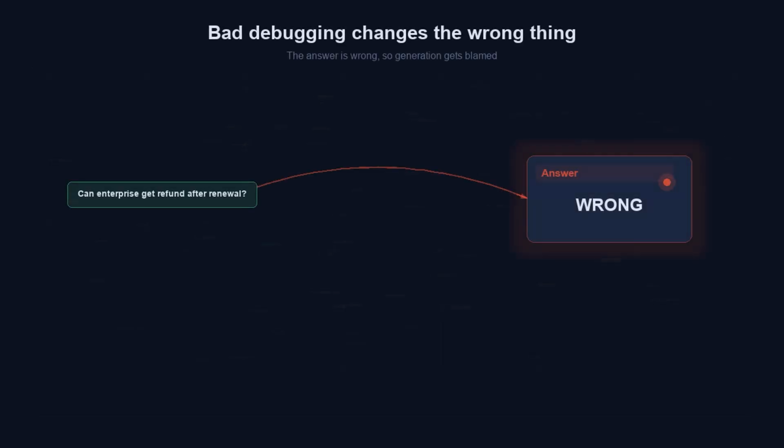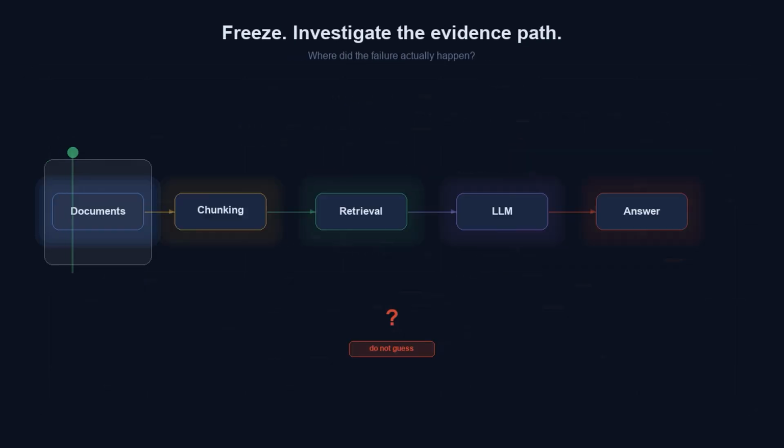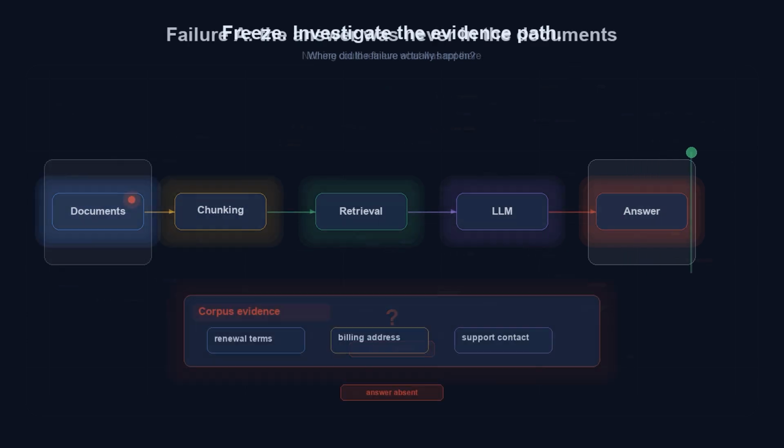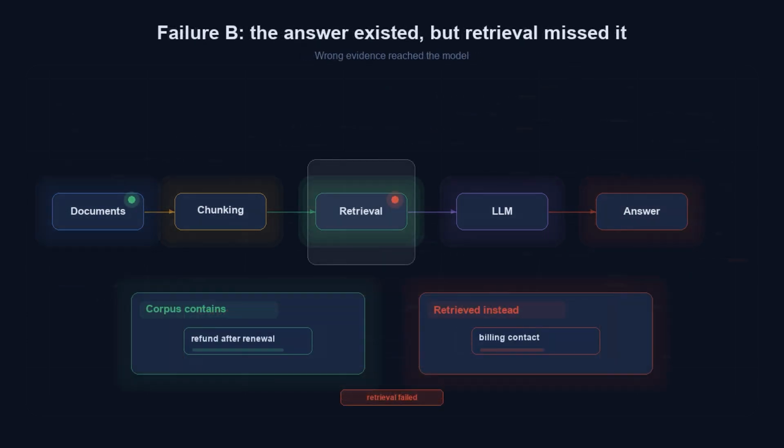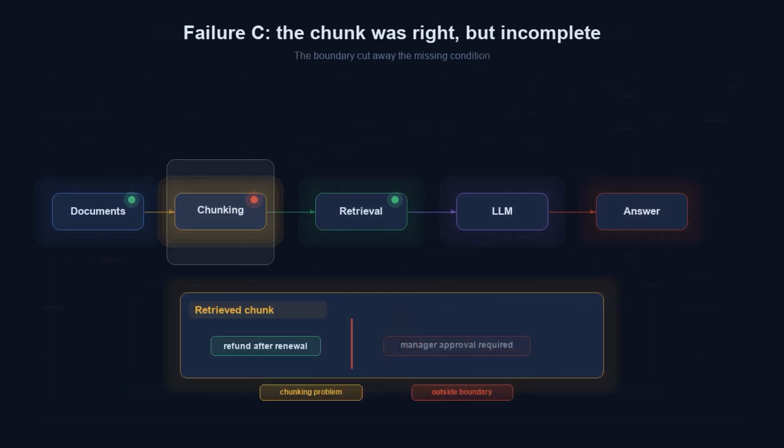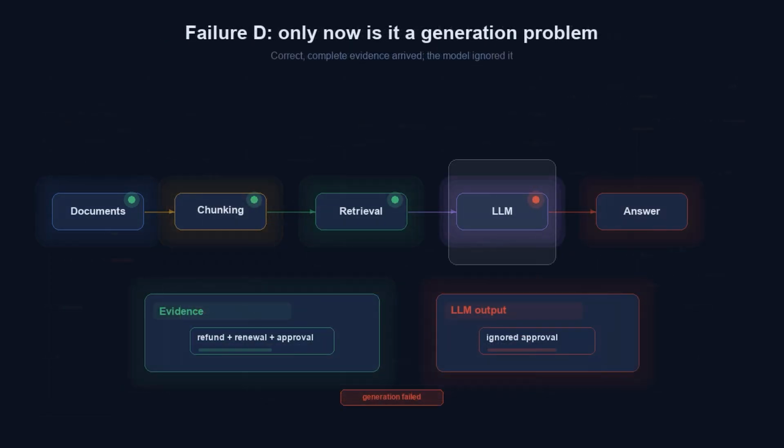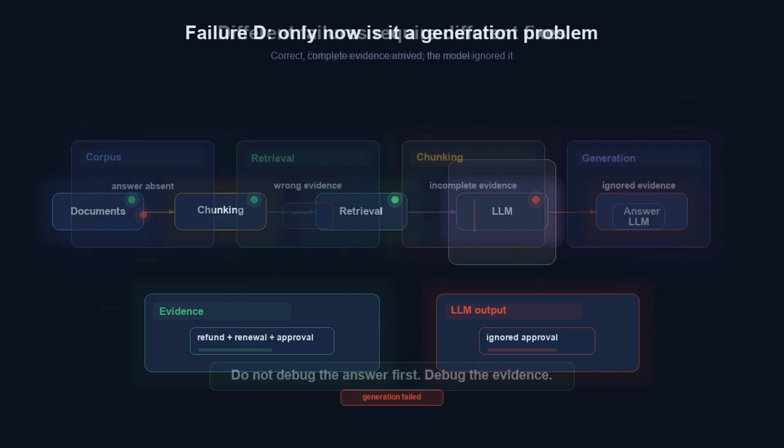Let's talk about evaluation. In RAG, answer quality depends on retrieval quality, and retrieval quality depends on chunking. So, when a RAG system fails, we should ask three separate questions. First, did the source documents contain the answer? Second, did the retrieval system retrieve the right evidence? And third, did the LLM use that evidence correctly? These are different failure modes.